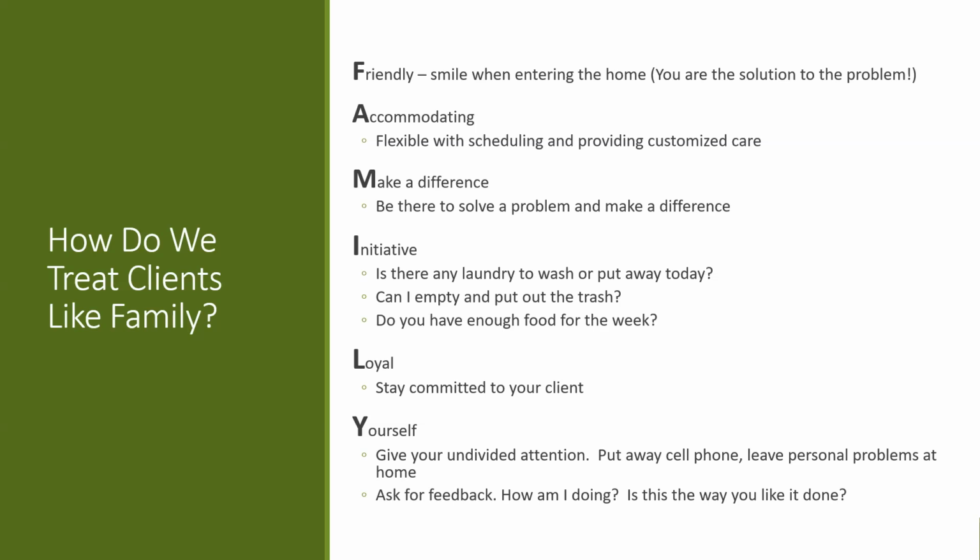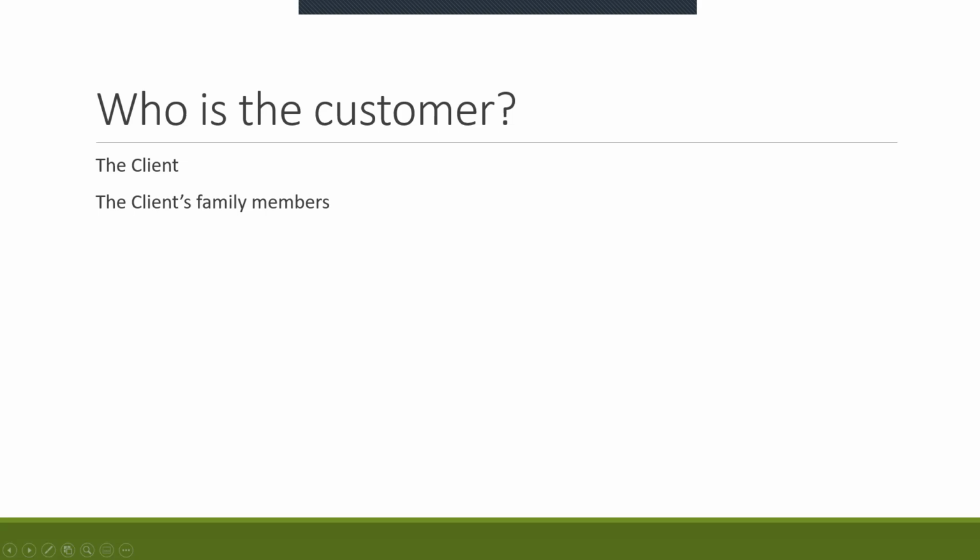I is for initiative, being proactive and taking initiative with things like asking a client, is there any laundry to wash or put away today? Can I empty and put out the trash? Do you have enough food for the week? L is for loyal. Stay committed to your client. And Y for yourself. Give your undivided attention, put away the cell phone, and leave personal problems at home. And ask for feedback. How am I doing? Is this the way you like it done? So who is the customer? In our company, the customer is the client and the client's family members.